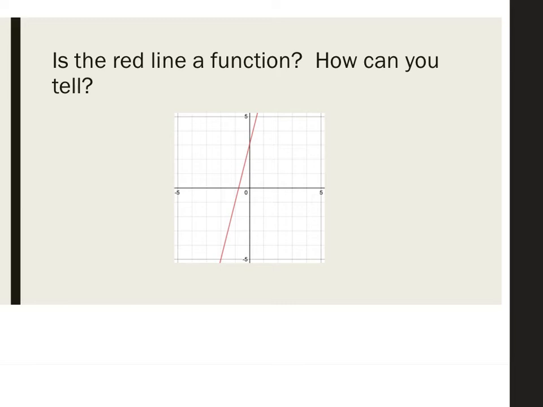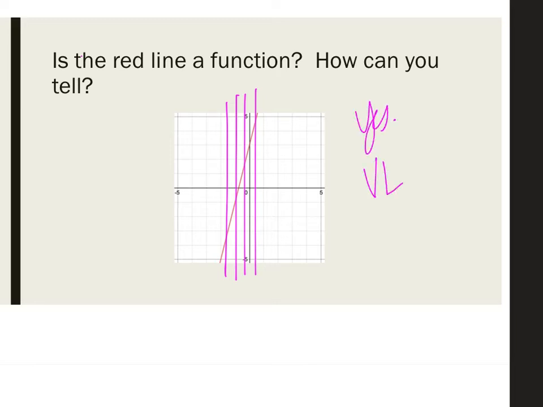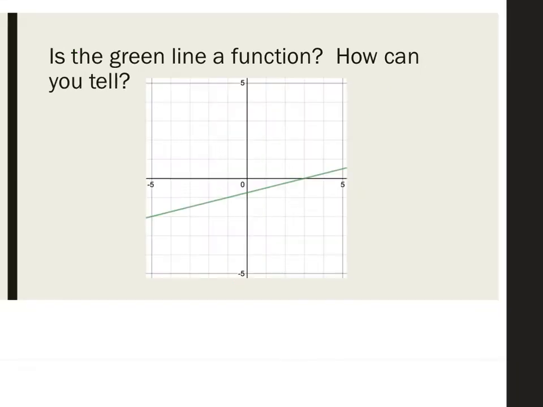Let's go back to stuff that you've known from the past. This graph that you're looking at, would it be considered a function? And how can you tell? The answer is yes, and it's because of the vertical line test. No matter what vertical line I draw, it only touches the red line once. I can draw a million of them, but the answer would be yes, and your reason would be vertical line test.